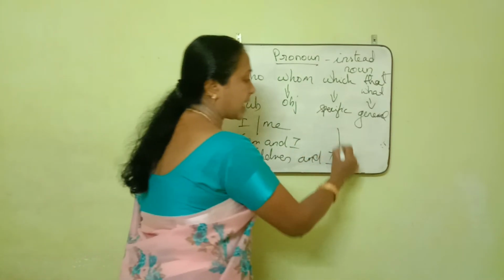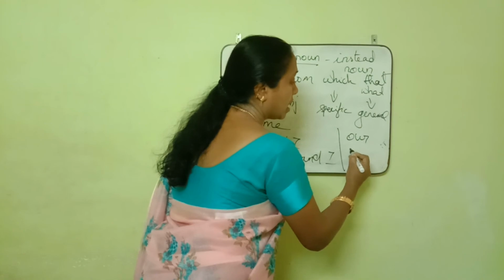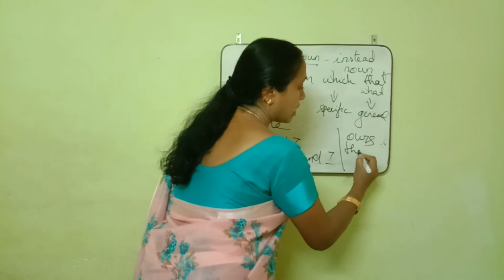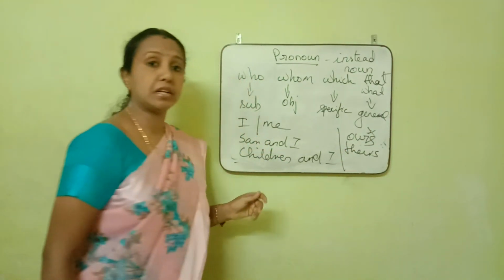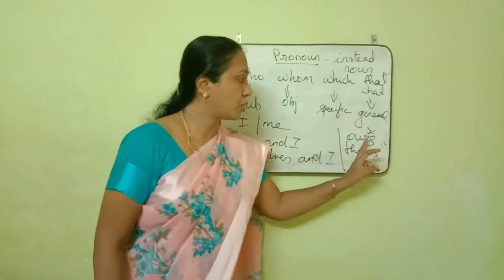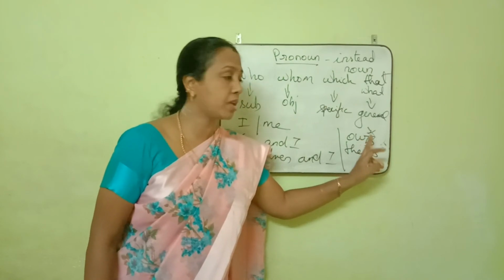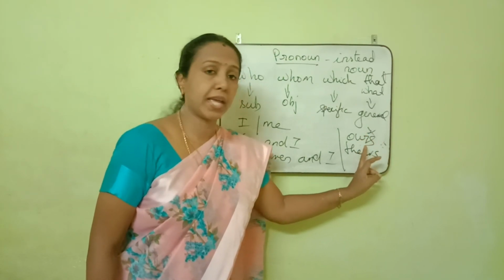And many of us again will go wrong with ours and theirs. They will write them with an apostrophe s, but that is not included. It's a major mistake. You are not supposed to put an apostrophe before ours or theirs.